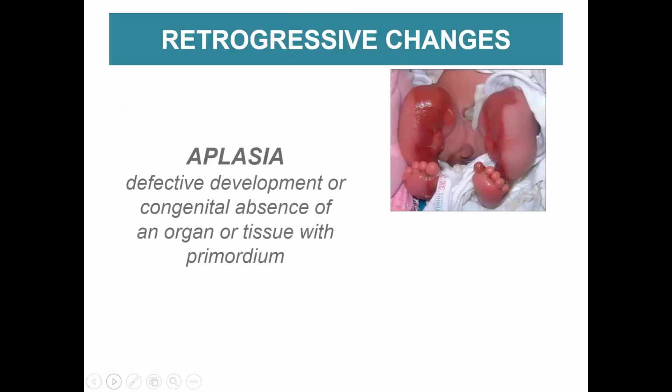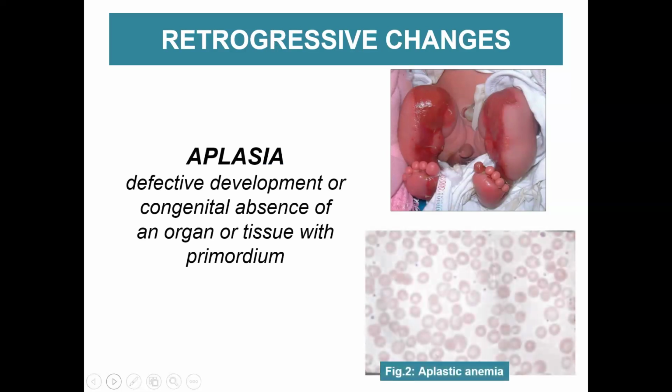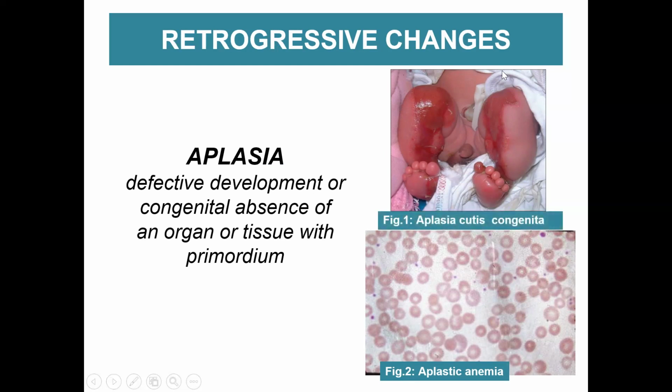For retrogressive changes, you have first your aplasia. Aplasia basically is defective development or congenital absence of an organ or tissue with primordium. So from birth, there is already an absence of such organ or tissue. In this case, you have your aplastic cutis congenita. As you observe here, there is a lack of epidermis. So basically, it is very sensitive. From birth, there is no epidermis. So this one, this part.